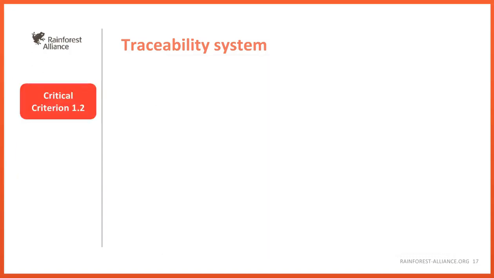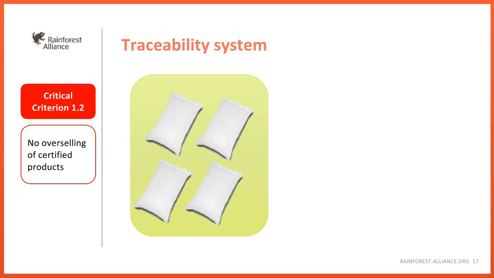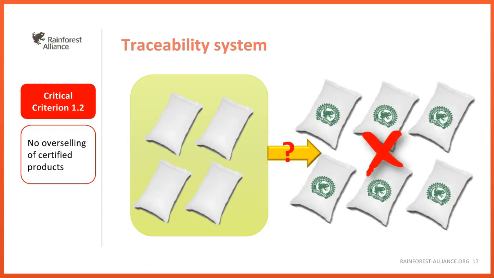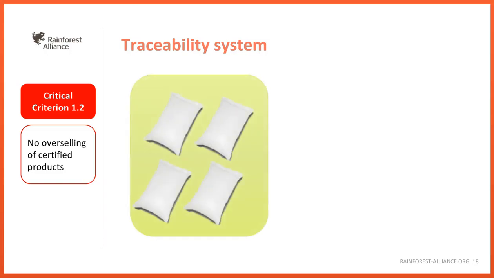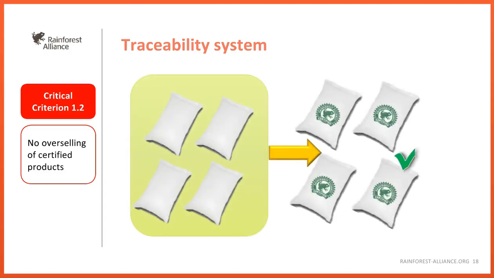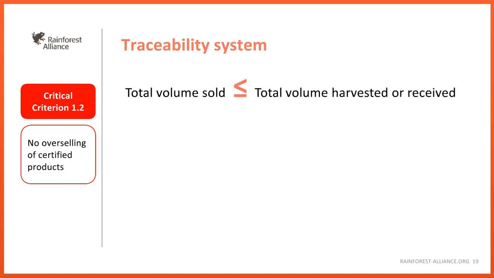Critical Criterion 1.2 prohibits any overselling of certified products. What does this mean? If you harvested or received a certain volume of products and are selling more volume as certified products, this indicates that something strange is happening. You cannot sell more certified product than you produce. If you harvested or received a certain volume of products, the volume of certified products you are selling should always be the same or less. How can you demonstrate that the total volume sold is equal or less than the total volume harvested or received?